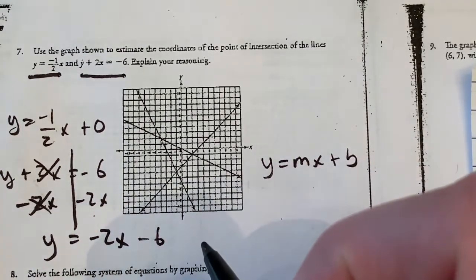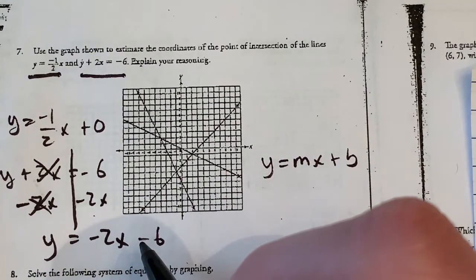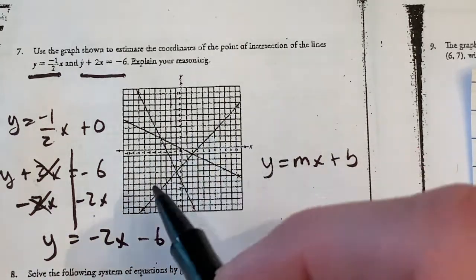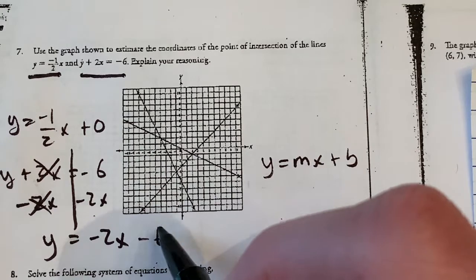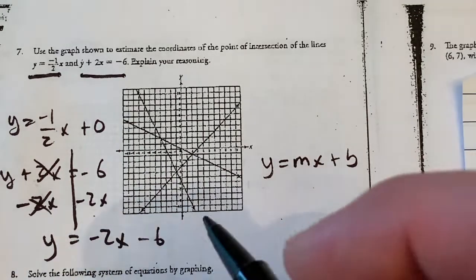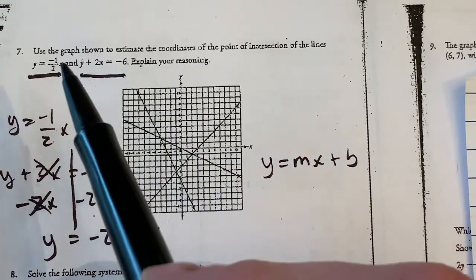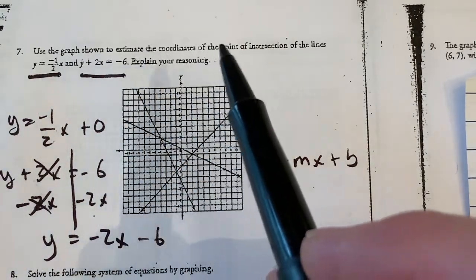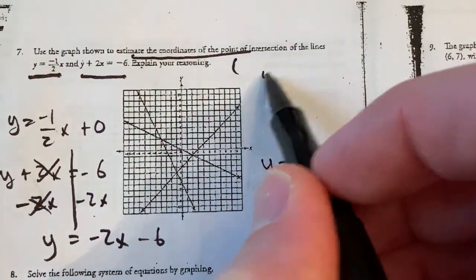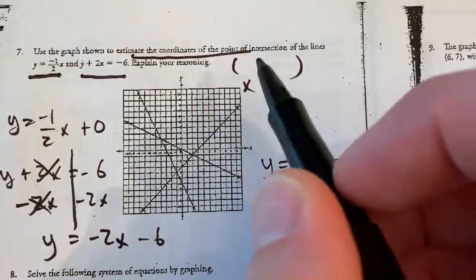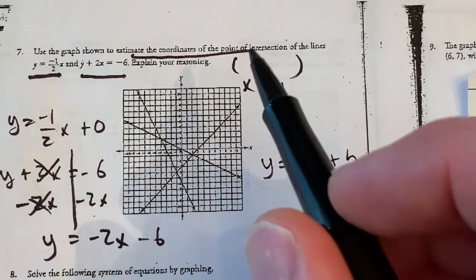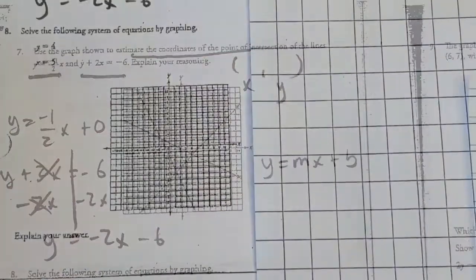So what you need to do is identify this line. Now you have two choices, this one or this one. Remember, use your y-intercept as a guide and use your slope as a guide. Then you need to estimate the coordinates of the point of intersection. That means you are giving me an xy point where these two lines, this one and this one, cross, and you're going to give me that answer.